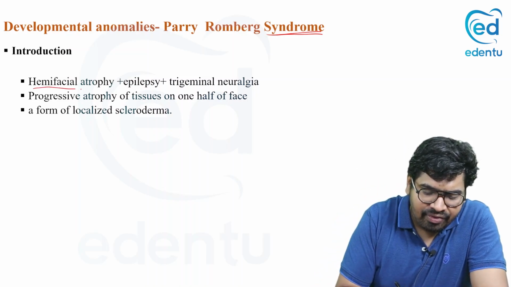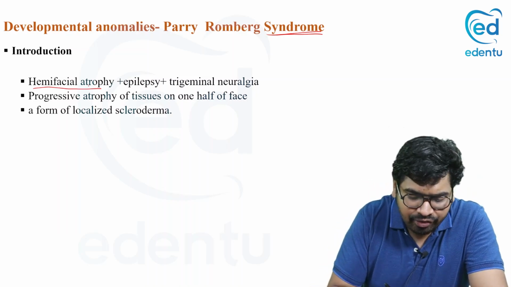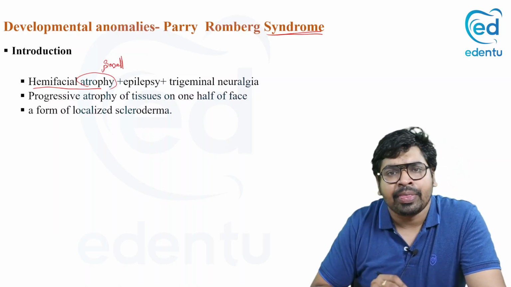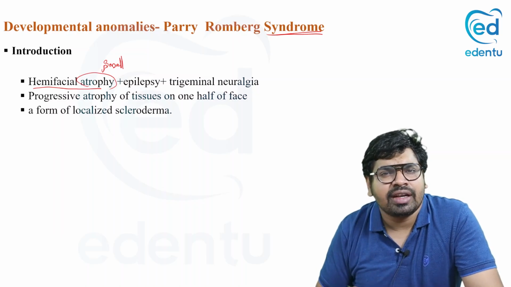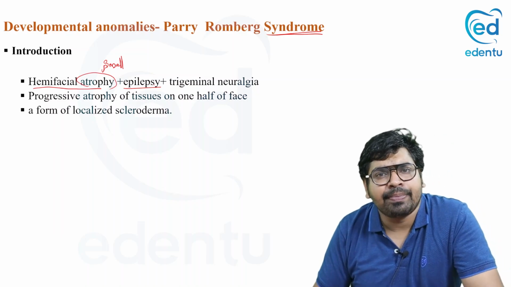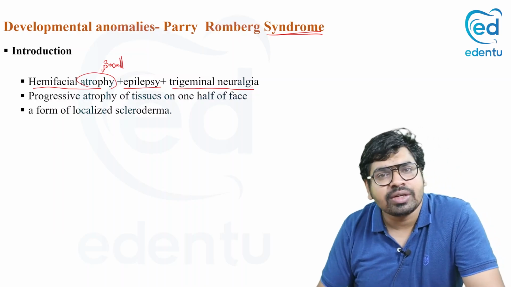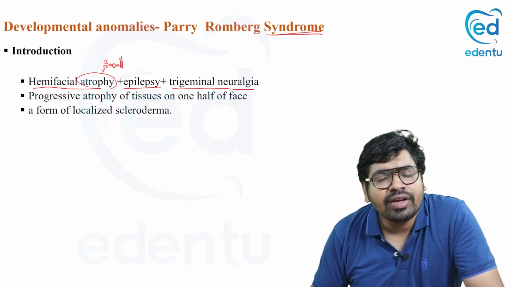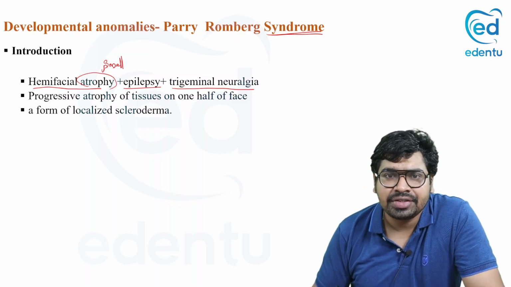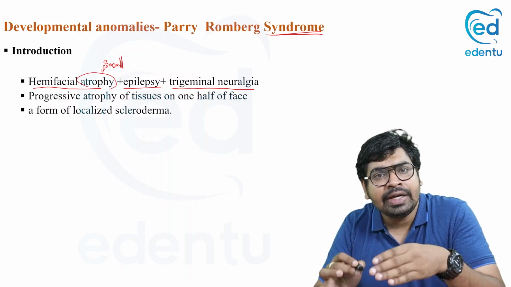We have hemifacial atrophy. One side of the face is small, atrophied. Atrophy means it is getting smaller. So the contents on one half of the face are getting atrophied, and the patient will have episodes of epilepsy or seizures, and the patient will have trigeminal neuralgia. When these three things come together, that condition is called Parry-Romberg syndrome.